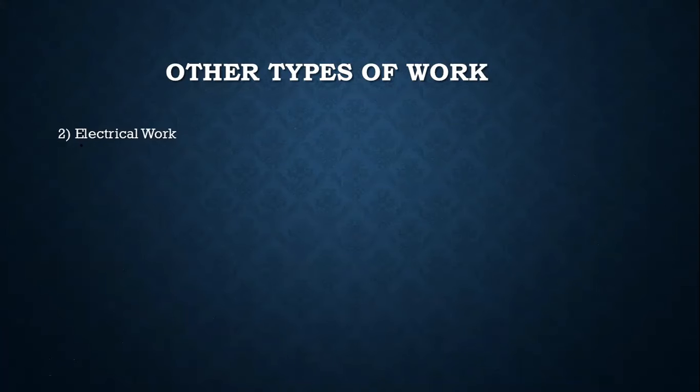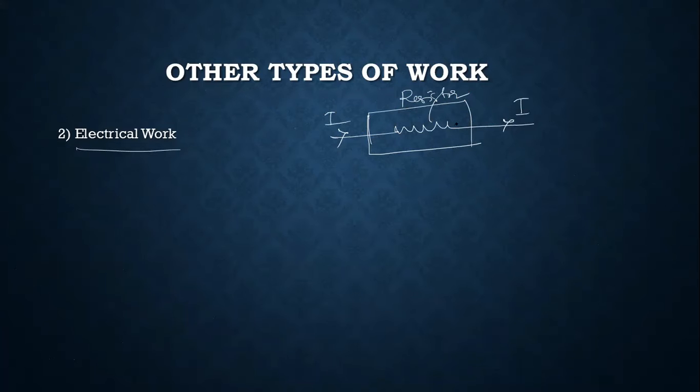Next type of work is electrical work. In electrical work, consider a resistor where current I is flowing, and the resistor gets heated up. When a current flows through a resistor taken as a system, there is a work transfer into the system. This is because the current can drive a motor, the motor can drive a pulley, and the pulley can drive a weight, as we studied for work according to thermodynamics.